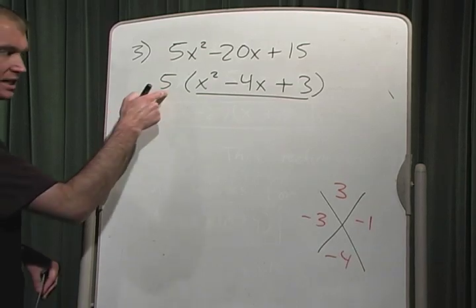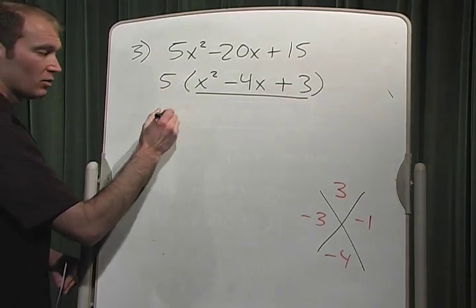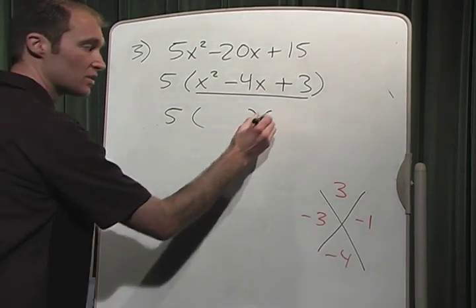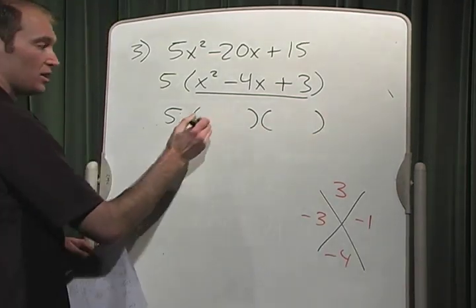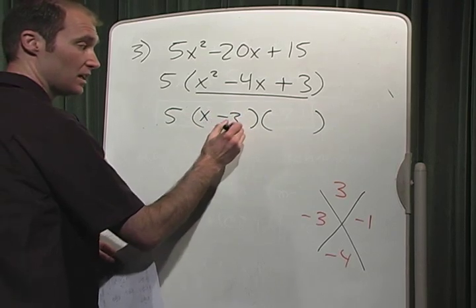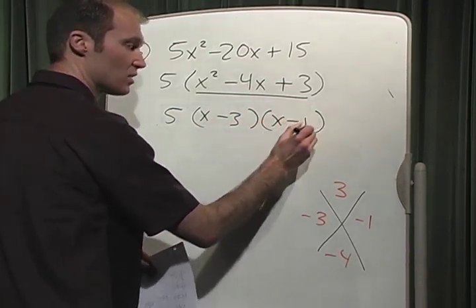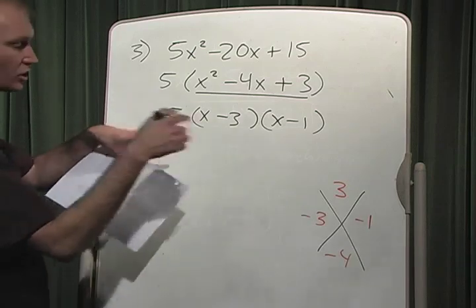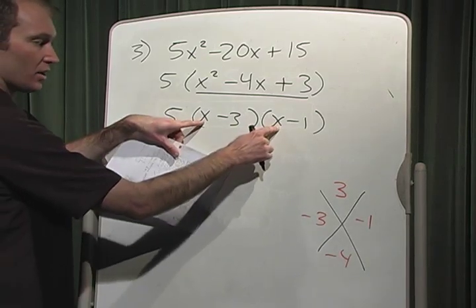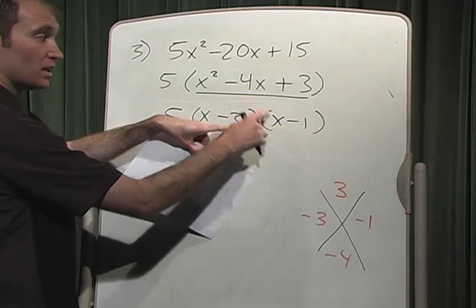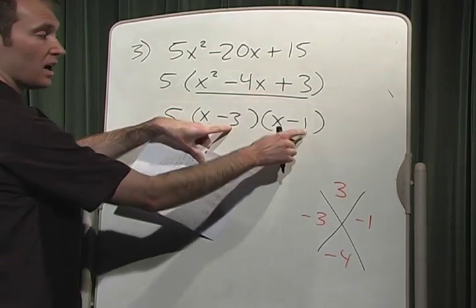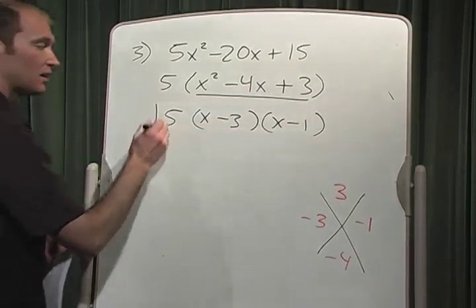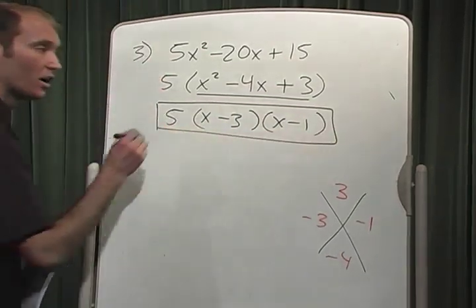So don't forget to keep writing the 5. I'm going to write the 5 here, and then this is going to split into the following binomials, x minus 3 times x minus 1. Now let's just do a quick check, make sure. x squared minus x minus 3x, that gives me my minus 4x, and then plus 3. That looks great. This is going to be our final answer.